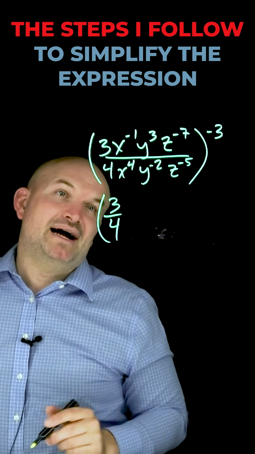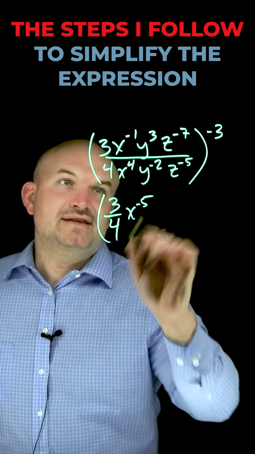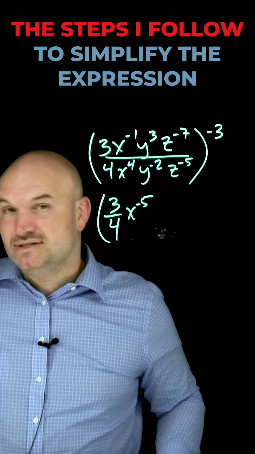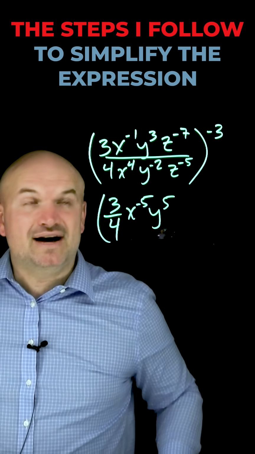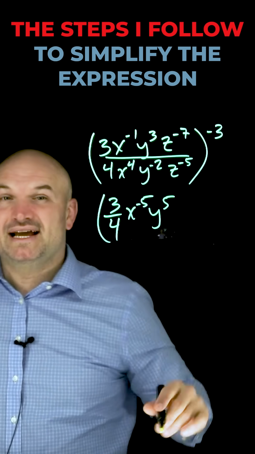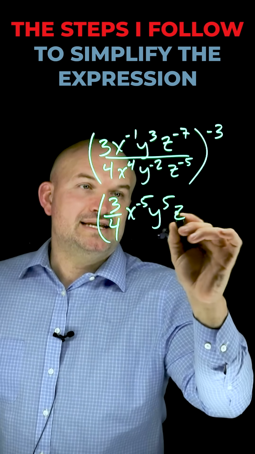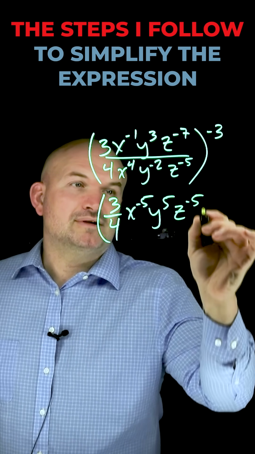Here, -1 minus 4 is going to be an x to the -5th. 3 minus a -2, double negative, that's going to be a y to the 5th. -7 minus a -5, again, double negative. So therefore, -7 plus 5, which is going to be a z to the -5th power.